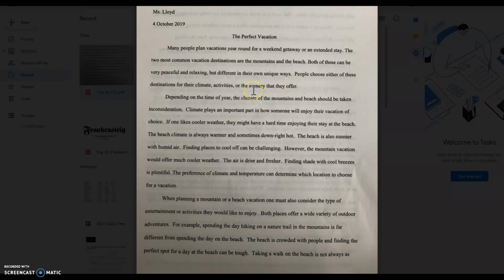Okay, so I know that we're going to be comparing a vacation to the mountains, a vacation to the beach. He chose to look at these through the lens of climate, activities, and scenery. So that means that we're going to look at either how they are similar or different in climate, similar or different in activities, similar or different in scenery. I do want to point something out though.